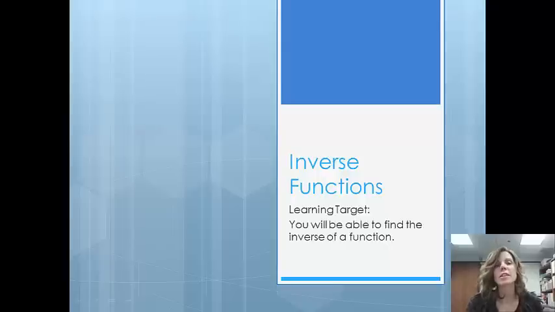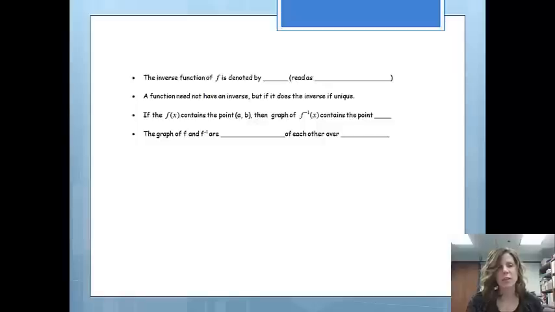At the end of this lesson, you'll be able to find the inverse of a function. The first thing that I'm going to do is just give you a few properties, and then we'll do some examples so you'll know exactly what I'm talking about with inverses. First of all, the inverse function of f is going to be denoted by f to the power of -1. It doesn't really mean it's to the -1 power, it's just notation. I would read it as f inverse.